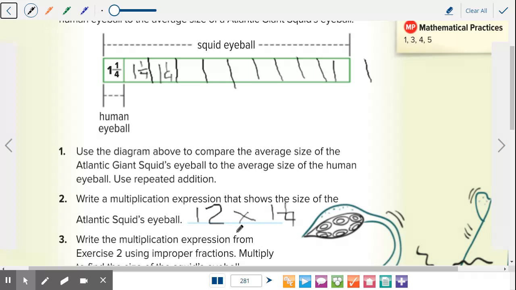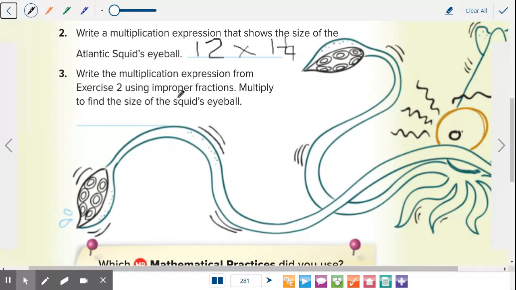If you don't have it, just grab a piece of paper, please. Okay, so write the multiplication expression from exercise 2 using improper fractions. Improper fractions, we've talked about these in the past, but I want to go over them again. Now, when you're doing improper fractions, the only time you can do it is with a mixed number. So when you have a whole number and a fraction, this is the only time you can make an improper fraction. If you have just a fraction, that's a proper fraction. You can't do anything with that. Don't mess with it. This one we can change to an improper fraction.